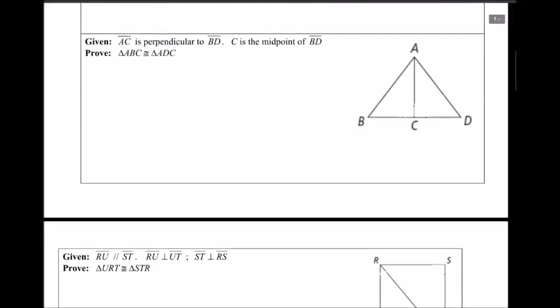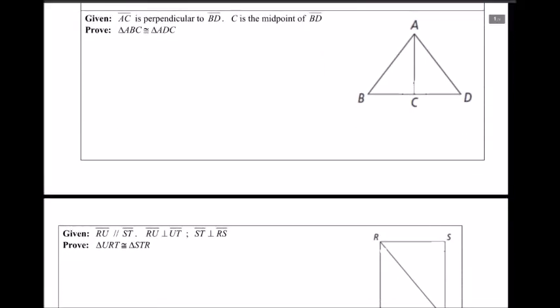What's next? Oh, a proof. Yay! Who doesn't like proofs? I don't hear anyone out there saying they don't like proofs. All right, well, let's define and explore this. Let's see what we can do.